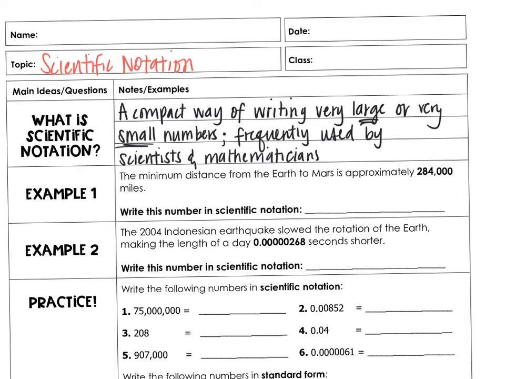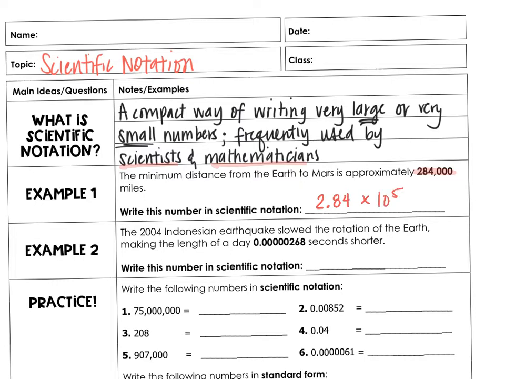What is scientific notation? It is a compact way of writing very large or very small numbers frequently used by scientists and mathematicians. So for example, the minimum distance from the Earth to Mars is approximately 284,000 miles. In scientific notation, that would be the number 2.84 times 10 to the fifth power.